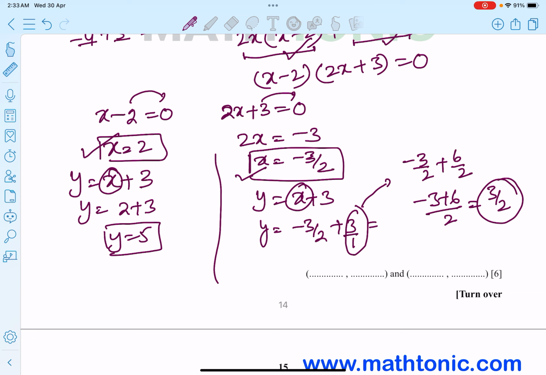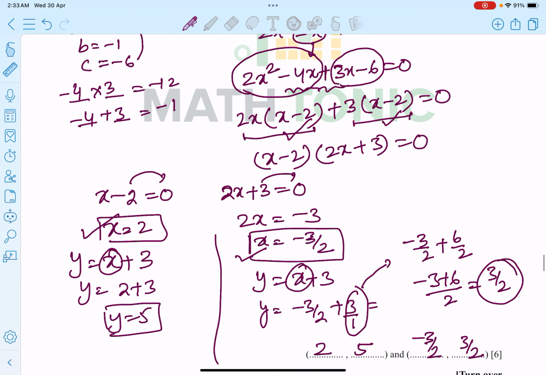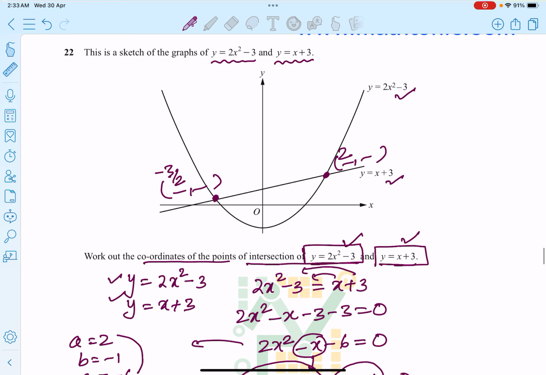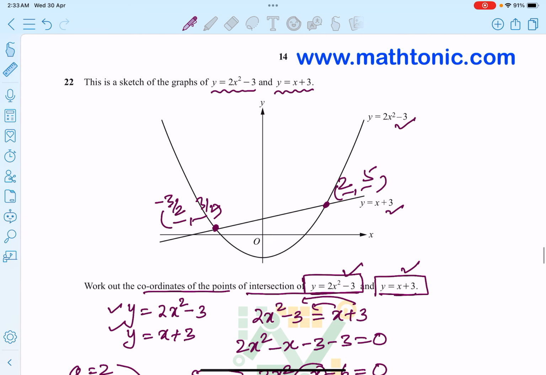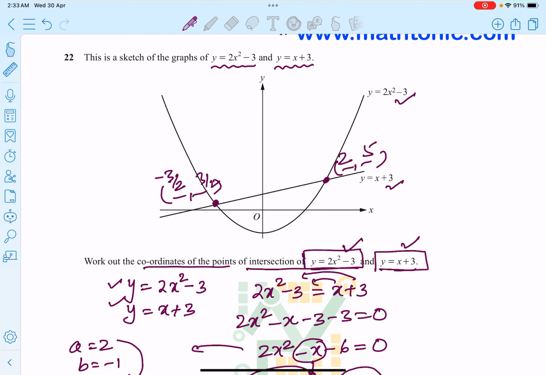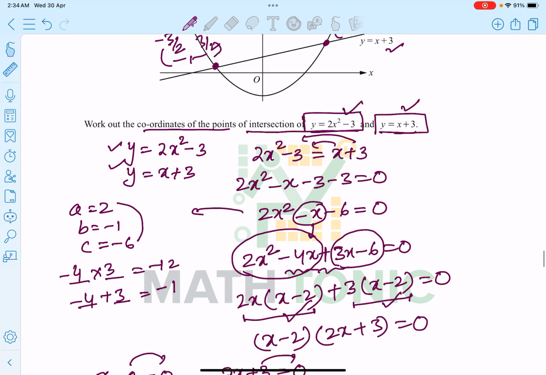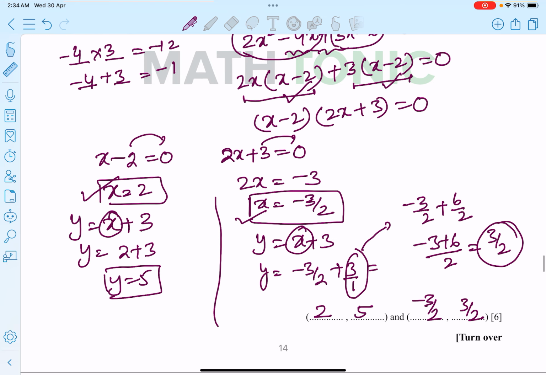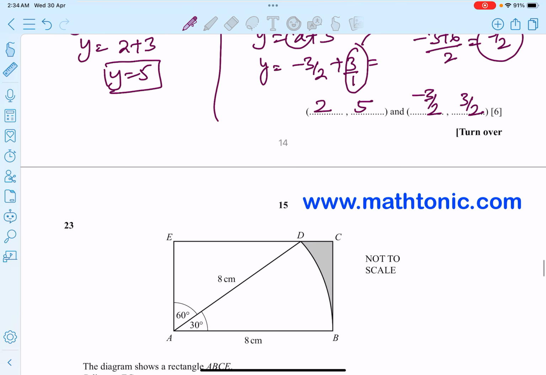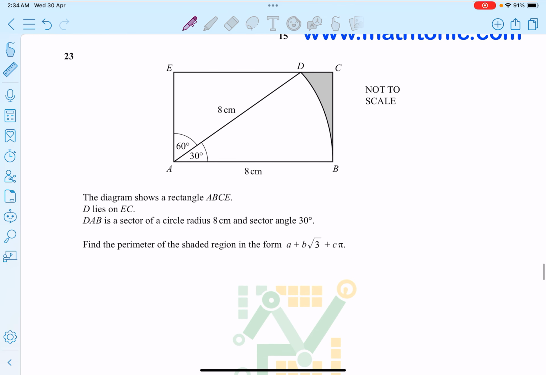So when x is 2, y equals 5. When x is minus 3 over 2, y equals 3 over 2. This is the point of intersection. So I'm writing this again: x is minus 3 over 2, y is 3 over 2; when x is 2, y equals 5. Remember, whenever two curves are given and they are intersecting, please solve the equations as simultaneous equations. That will give your points of intersection. Got it, everyone? Yes. Next question.